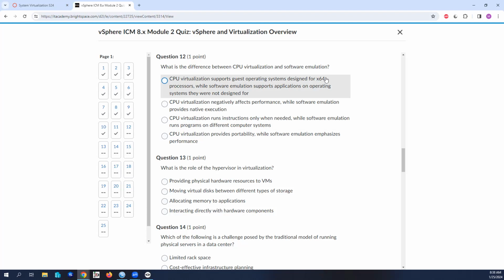I know I can install a 32-bit guest OS, but this is x64. I think this x64 is too limiting because you can virtualize a 32-bit operating system. D. Emulation is definitely not performance, and it doesn't provide native execution.